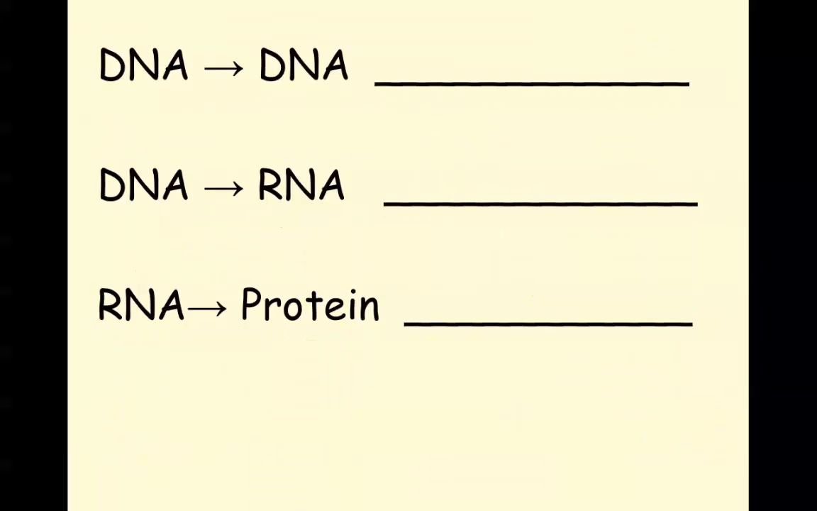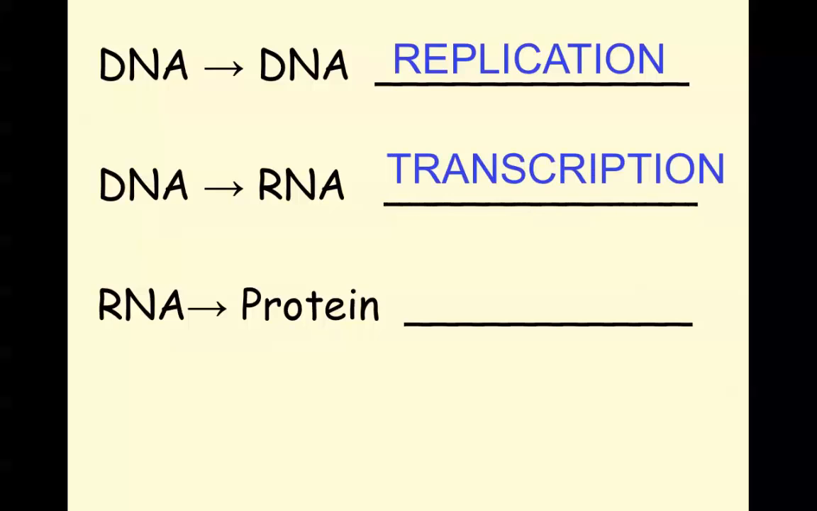So let's go ahead and summarize this. DNA to DNA we call replication, and remember, replication happens via DNA polymerase. DNA to RNA we call transcription, and that happens via RNA polymerase. RNA to protein we call translation. So we translate that message into a protein.